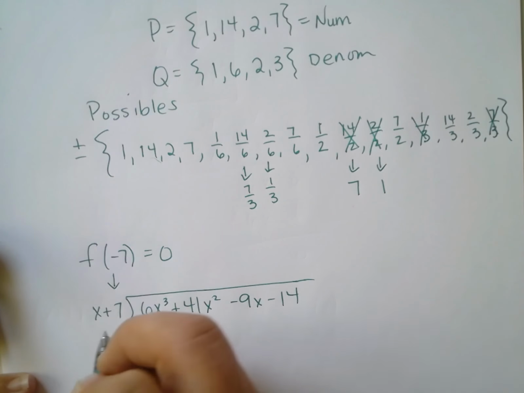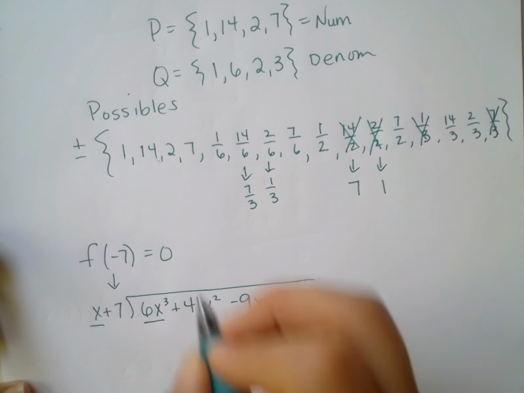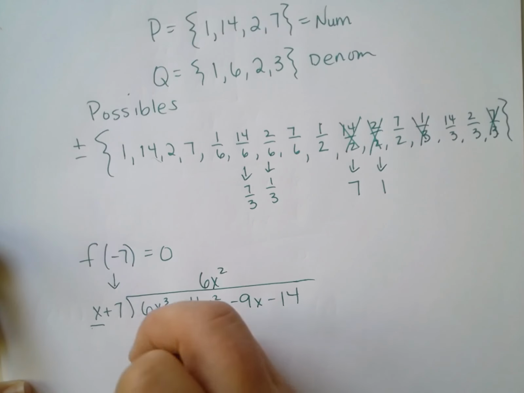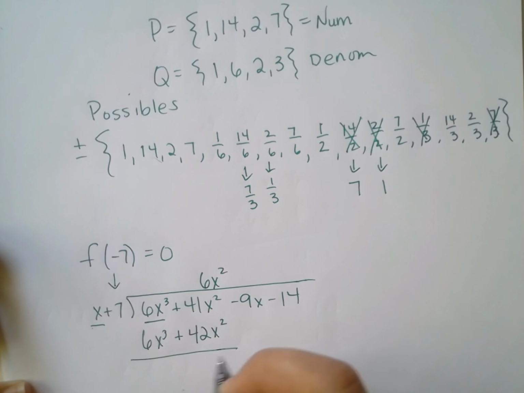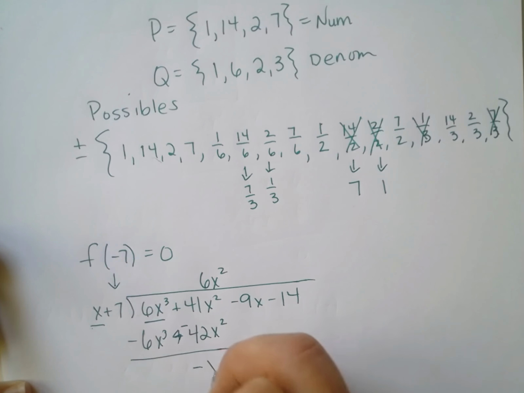Alright, so I'm going to multiply by something that'll give me 6x cubed, so that's 6x squared. Multiplying through gives me 6x cubed. 6x squared times 7 gives me 42x squared. I'm going to subtract, so I change my signs and add. So this gives me negative x squared minus 9x.